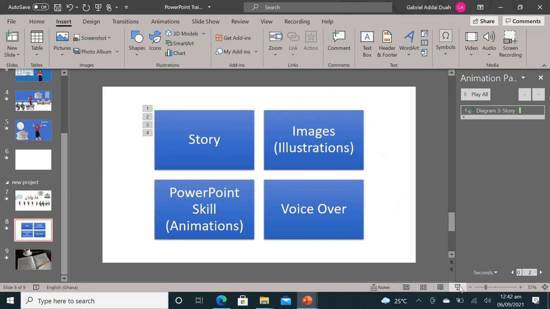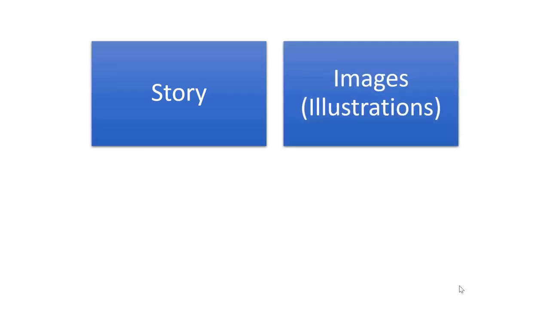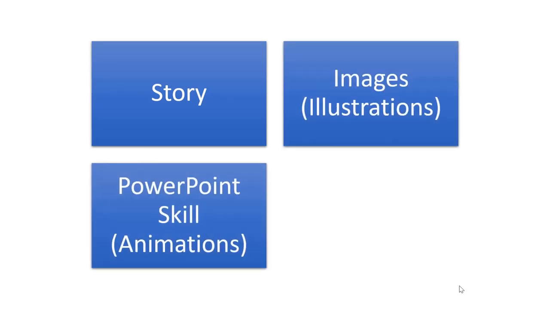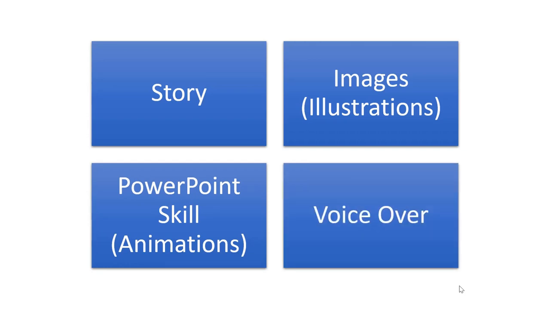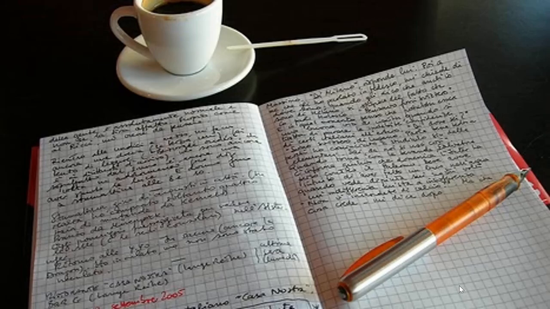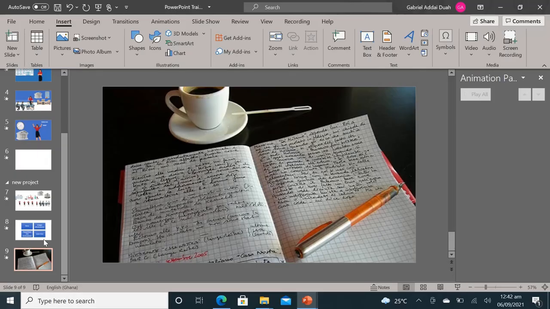There are 4 things that you need to create something like this. The first one is your story. Make sure you have a story, like an advert. The second one is the images or the illustrations. The third one is the skill in PowerPoint that you need, some cool animations, and a voice over. That is my notebook, me writing a script, creating my story first before we start.